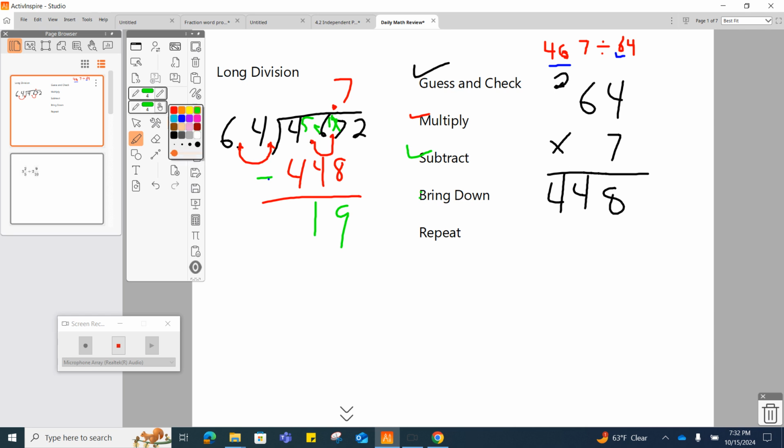I don't know why sometimes it is the, let's do that. I want it to be orange. What is going on here? There we go. I'm going to bring down the 2. So now I'm going to say 64 goes into 192 about how many, oh, that was my subtraction. My orange is my bring down. I should have said it this way.